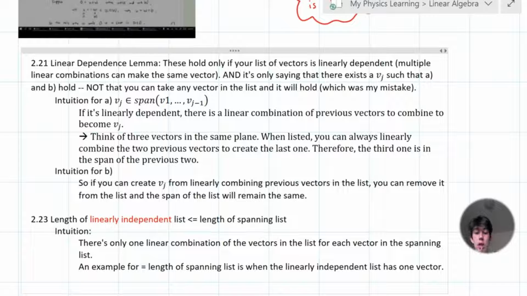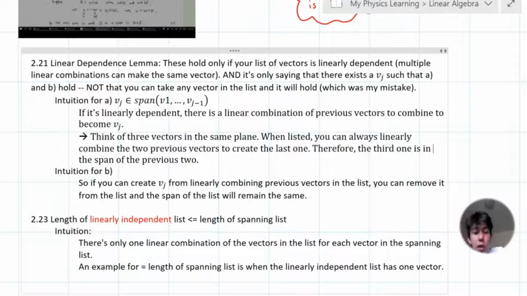2.21 is the linear dependence lemma. So this is a lemma with 2 parts. I made some mistakes when I was reading this lemma, and first is not noticing that it said linear dependence. I thought it was independent. So in case you made that mistake, this only holds if your list of vectors is linearly dependent. And go back 10 seconds to see me talk about what linearly dependent means.